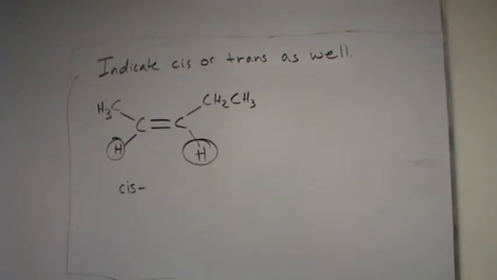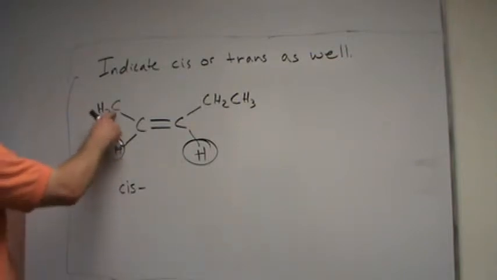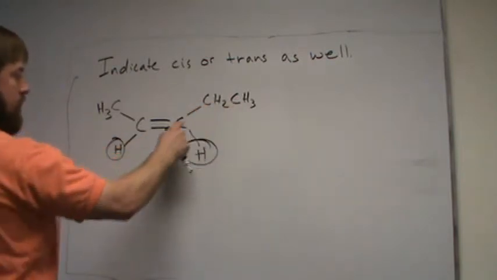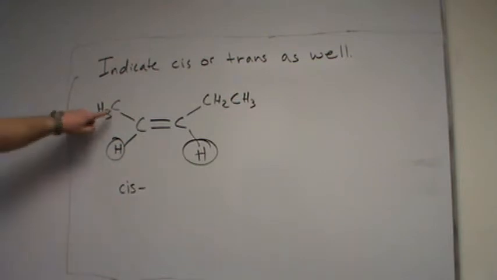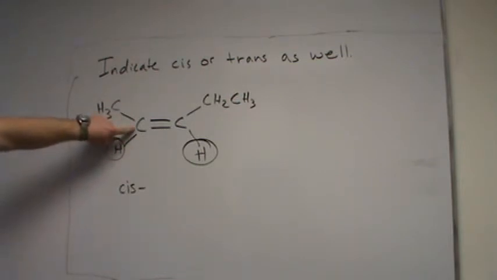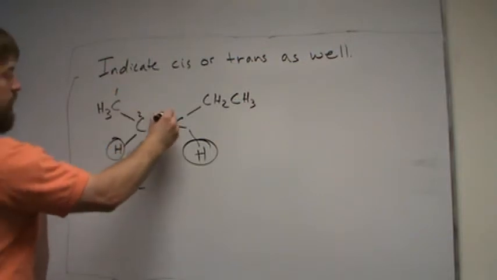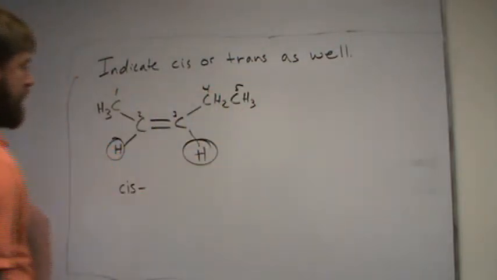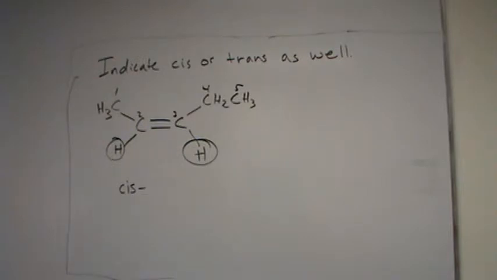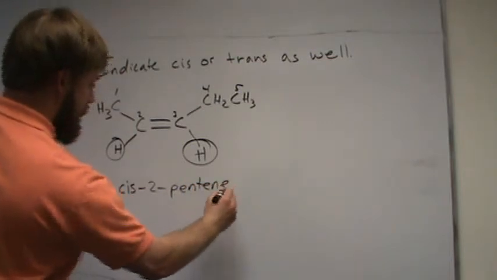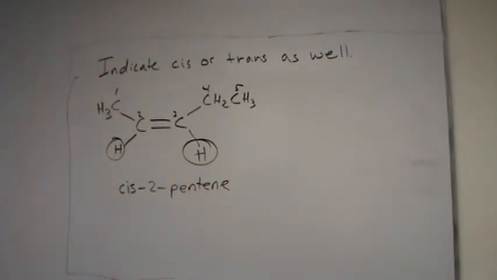We find our longest chain that includes the double bond. Okay, so we can number 1, 2, 3, 4, 5, or we could do 1, 2, 3, 4, 5. Starting from the left, our double bond starts at carbon 2. Starting from the right, it's carbon 3. We want the lowest number we can get for our alkenes, so it's 1, 2, 3, 4, 5. Okay. So it would just be cis-2-pentene. Cis-2-pentene.